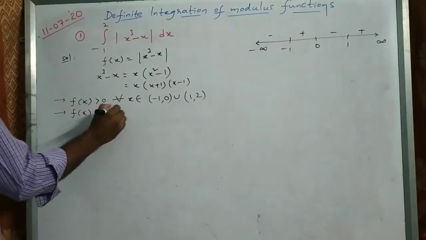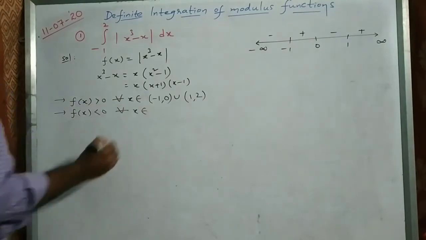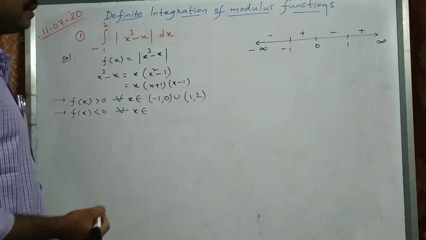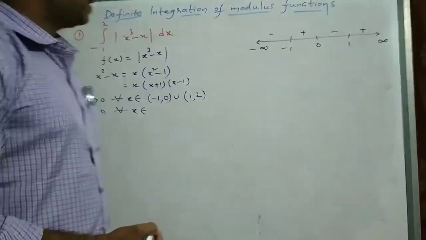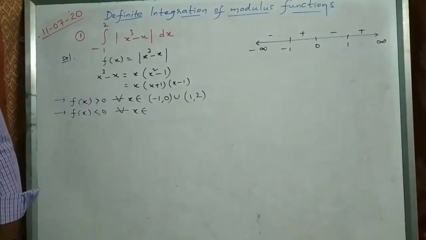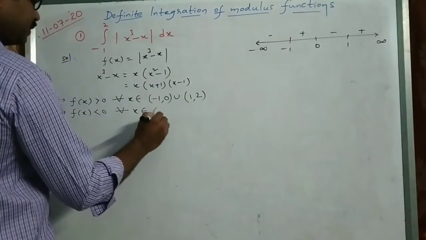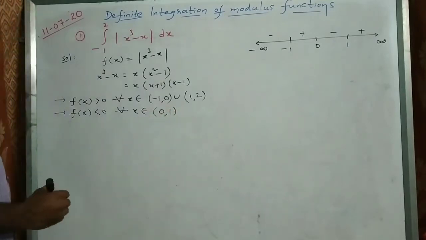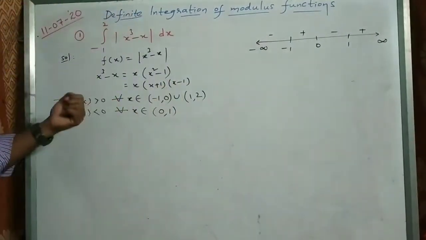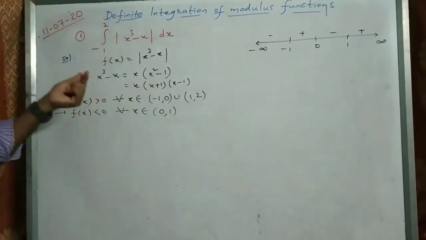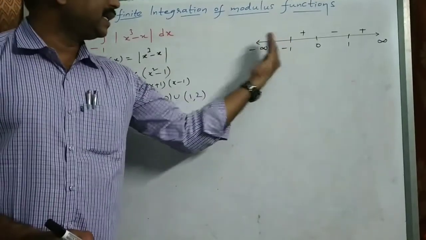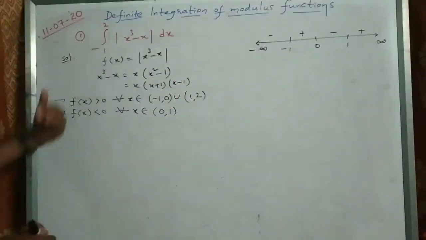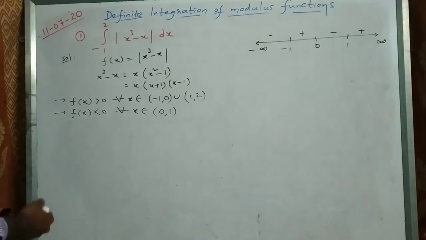Similarly f of x is negative for all x belongs to, where do we have negative? Minus infinity to minus 1, 0 to 1. Where do we have negative? For all x belongs to 0, 1. Why am I taking 0, 1? Because minus infinity to minus 1 we don't have here. It starts from minus 1 only. So this interval we don't want, because it is not given in the problem.